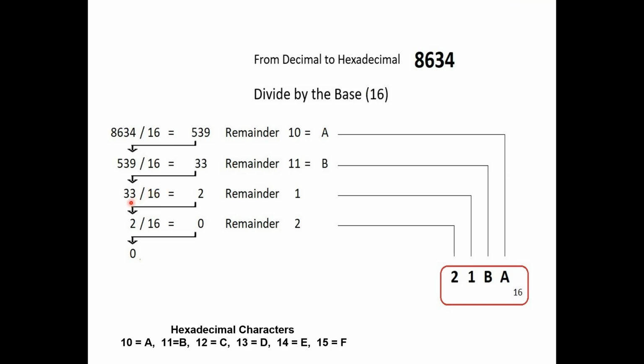Take the quotient, divide it by 16 again, and the remainder becomes the next most significant number. Repeat the process until the resulting quotient is 0, and you will have the converted number. In this example, the decimal number 8634 is converted to hexadecimal 21BA.